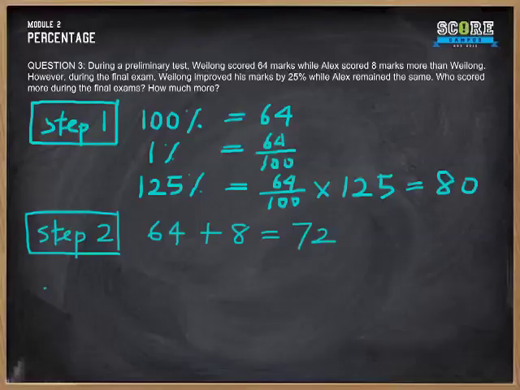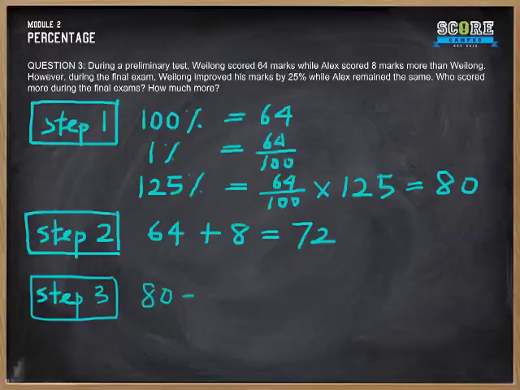Now we know Wei Long scored 80 and Alex scored 72. So who scored higher? Obviously Wei Long. By how much? That is step 3. Wei Long scored 80 minus 72, which is Alex's score, and the difference is 8. So Wei Long scored 8 marks more than Alex, and that is your final answer.